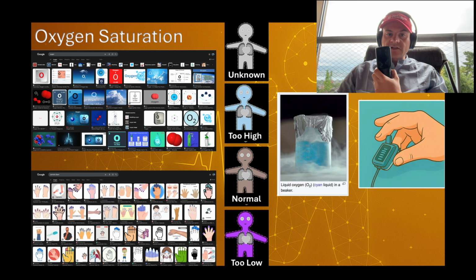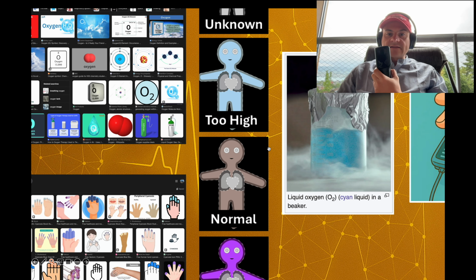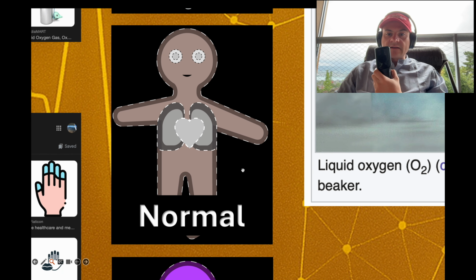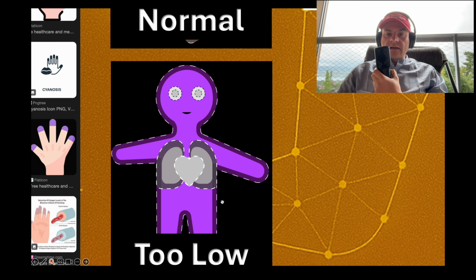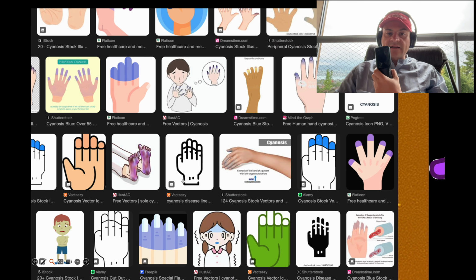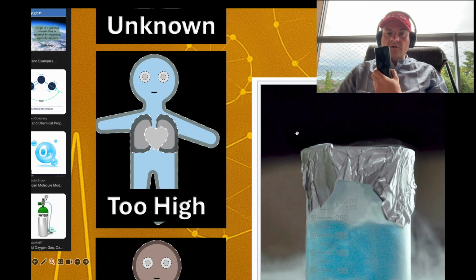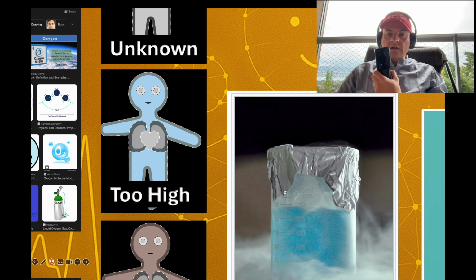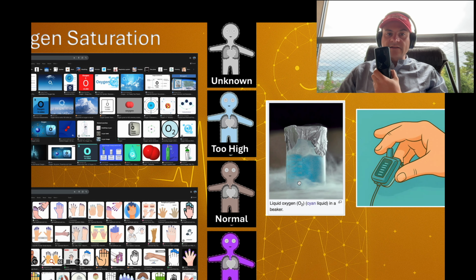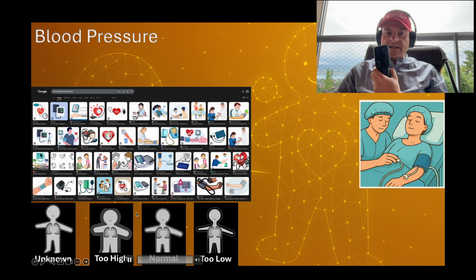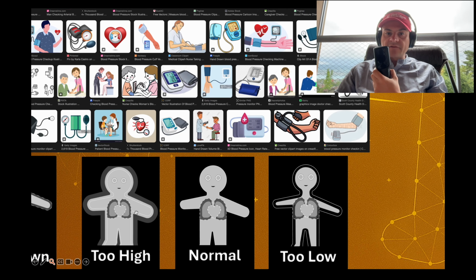We also get oxygen saturation information. That's the color of the avatar, which is, when it's normal, this light brown color, and a cyanotic color, just like cyanotic extremities, and a light blue color that represents the color of liquid oxygen in the case of a very high oxygen saturation. Blood pressure is represented as the intensity of the pulsation of the avatar's body.